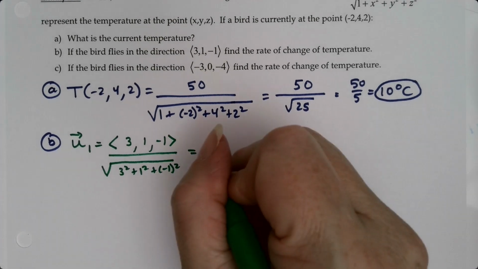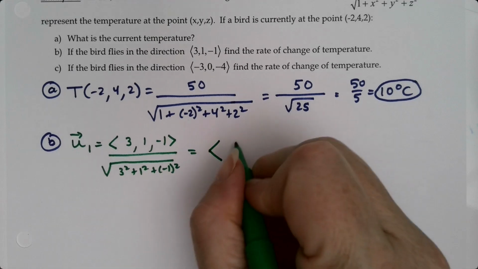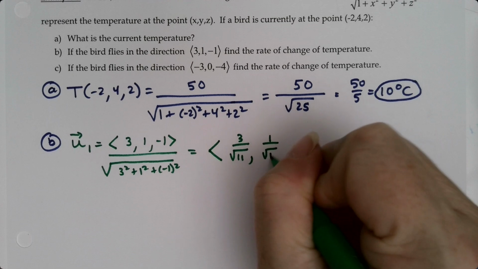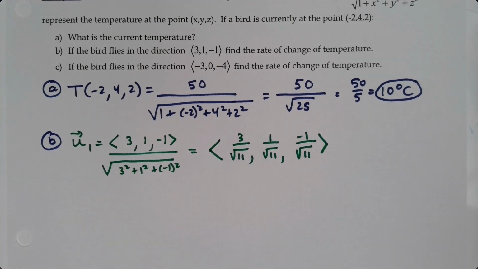All right, so that would be 9 plus 1 plus 1 is 11. So this is 3 over the square root of 11, 1 over the square root of 11, -1 over the square root of 11. Done. Direction vector found. No problem.